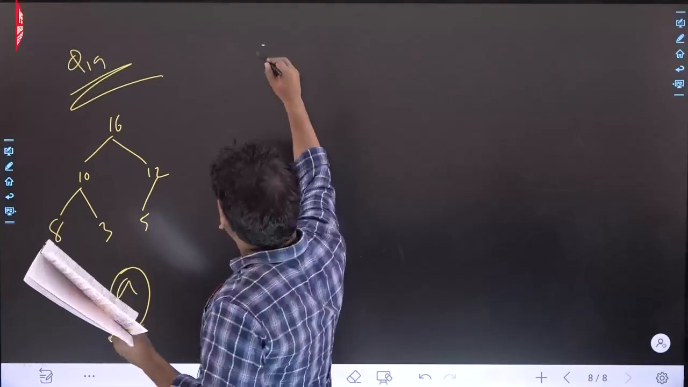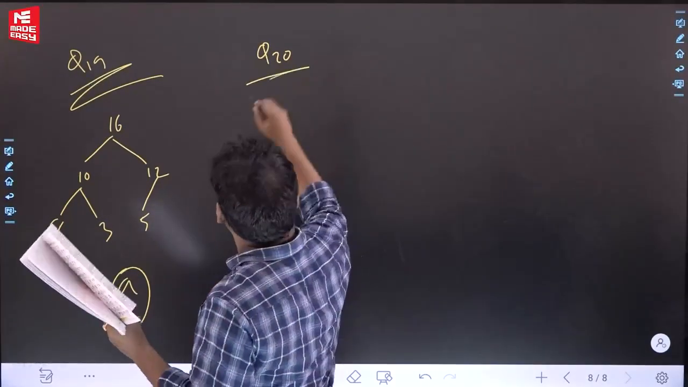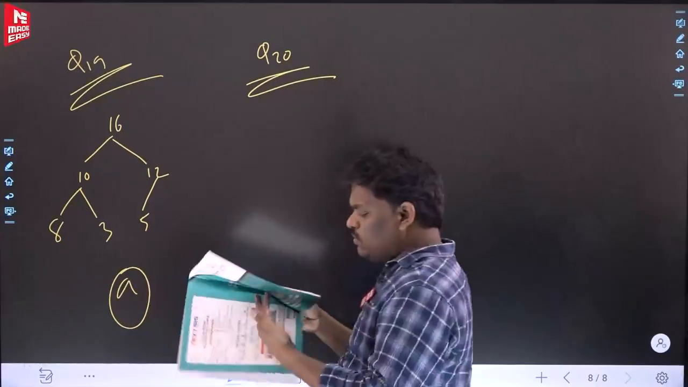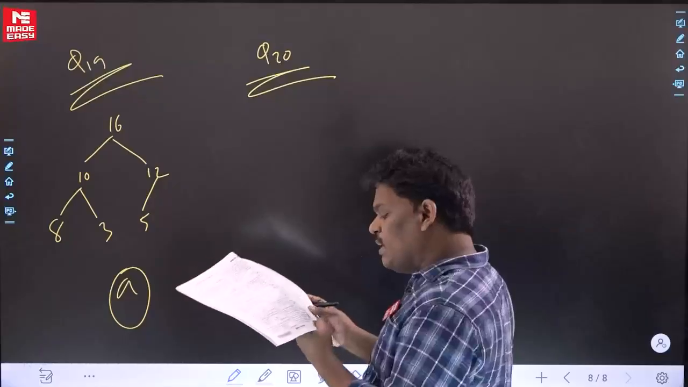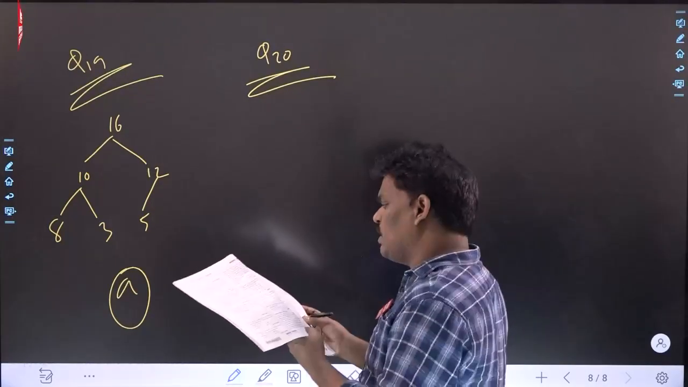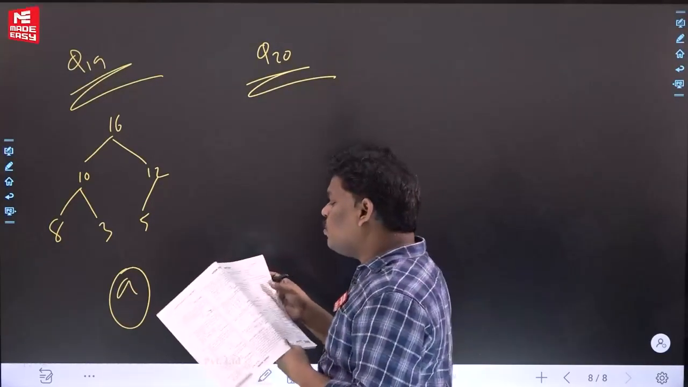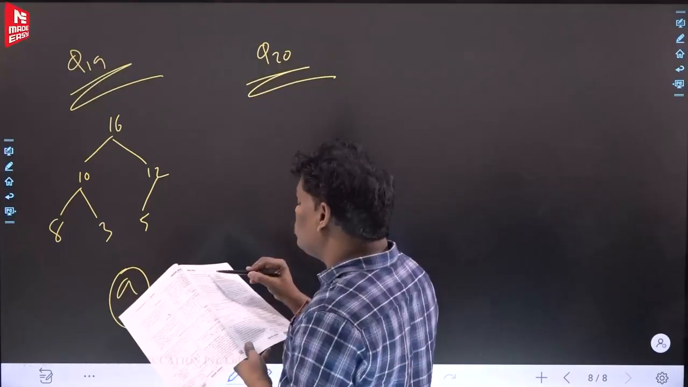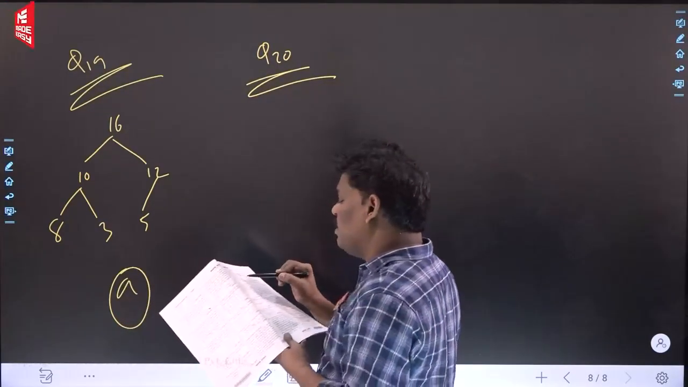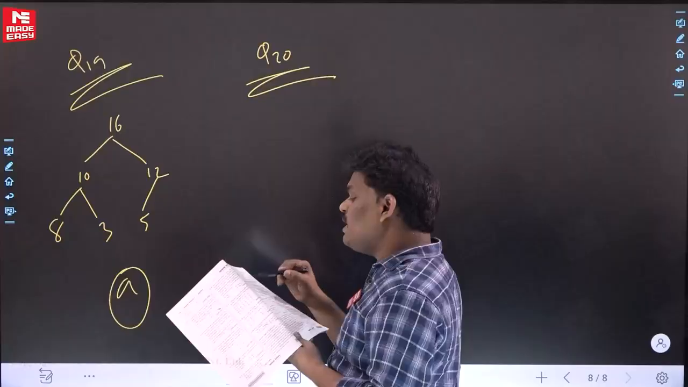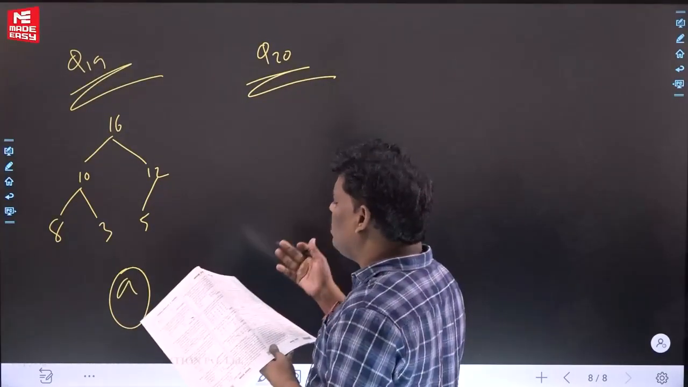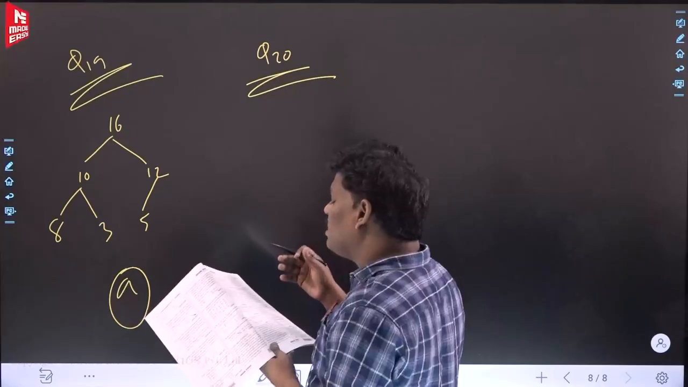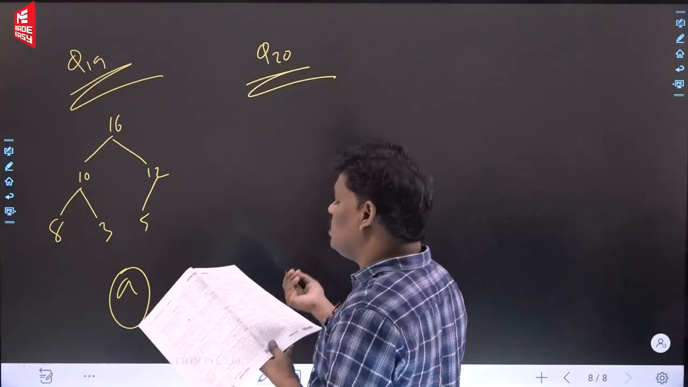Question number 20. Let me check question number 20 also. There is a 3-ary max heap. It is like a binary max heap, but instead of 2 children, it has 3 children. He is asking which one of the following is a valid sequence of elements in array representation of a 3-ary max heap. A binary max heap has only 2 children, a 3-ary max heap has 3 children.